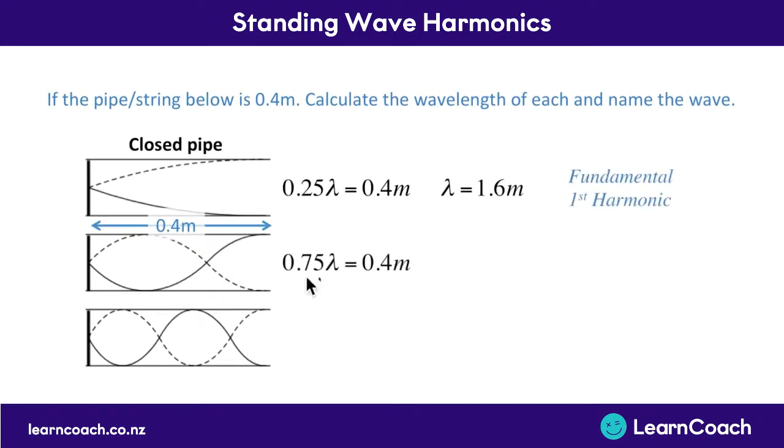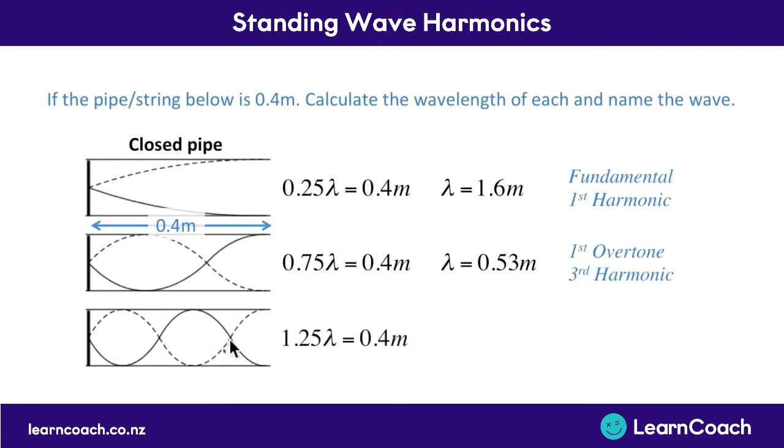The next most complex one is 3/4 of a wavelength, or 0.75 of a wavelength. That equals 0.4 meters. Divide both sides by 0.75 gives us a wavelength of 0.53 meters. And this is our first overtone, because it's the next most complex one, but it's our third harmonic because we've got 3/4 wavelengths in there.